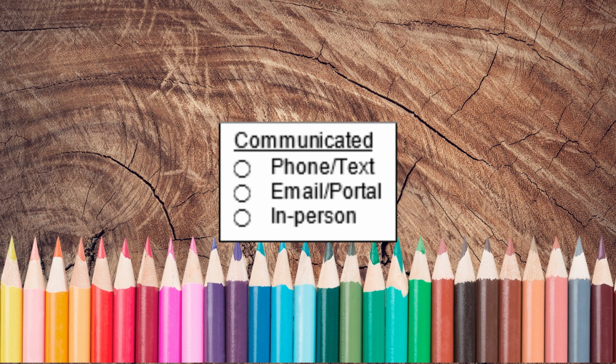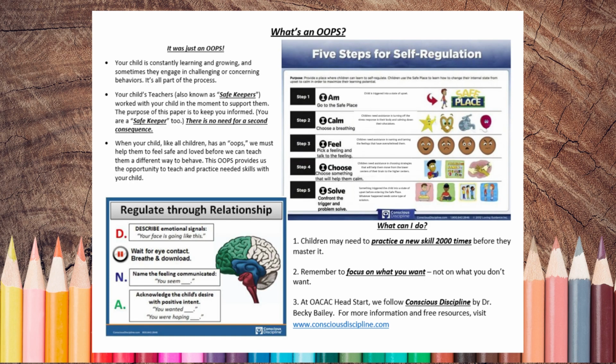The communication box is a place to indicate how the oops was communicated to the family. If the area supervisor has asked that the oops not be communicated to the parent, leave this box blank. Just a quick reminder, the white copy of the form goes into the orange counselor folder. The yellow copy goes to the parent or gets shredded. Once the Head Start counselor and the area supervisor have initialed the oops, it can be filed in the child's blue education folder. The back of the oops includes the 5 steps of emotional regulation as an extra resource when needed.